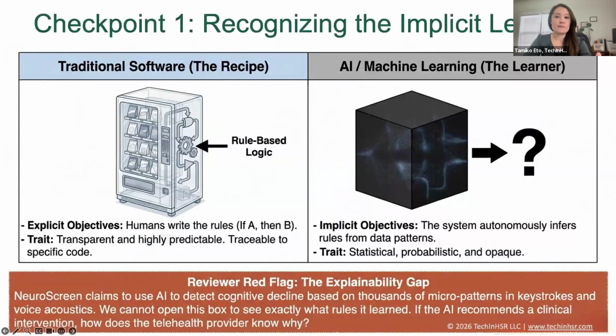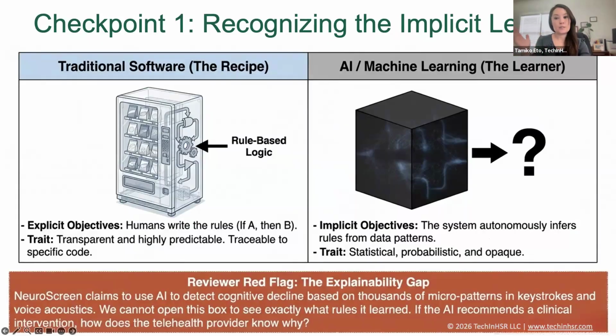The first question any reviewer needs to answer is what kind of AI am I actually looking at? So I use two categories. I call them simply the recipe and the learner. A recipe is like this traditional software where humans write the rules. If A, then B. It's transparent, predictable, and traceable. If it fails, you can find exactly where in the code it went wrong.